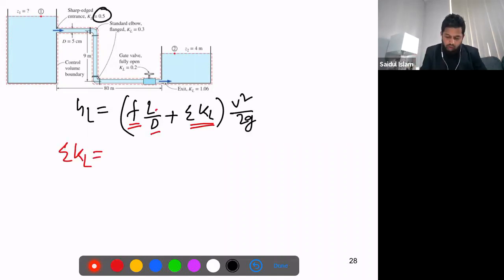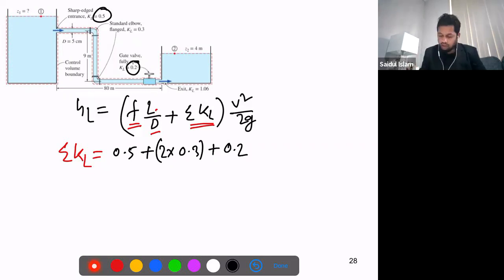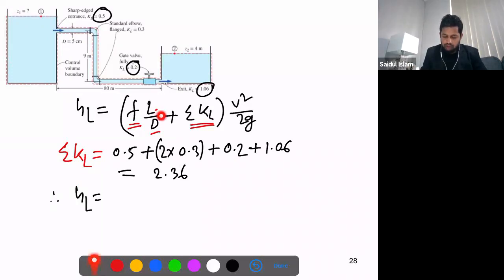So we have 0.5 for the sharp-edged inlet. We have two standard elbows, so we can say it is 2 into 0.3, plus 0.2 for a gate valve, and for the exit it is 1.06. So in total it will be 2.36. This is the total minor loss coefficient. So now you just put everything here.